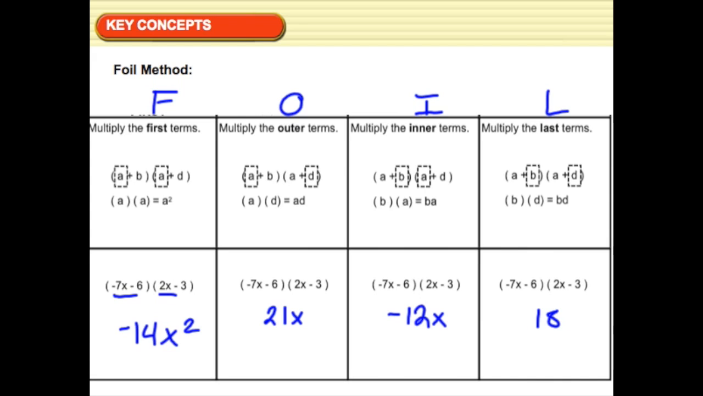Now I need to combine all of those terms into one final answer. So I only have one x squared term, so it's going to be negative 14x squared. I have two x terms, so 21x and negative 12x together is going to be positive 9x. And then I have one constant term, which is plus 18. So that's how you foil a function. Whenever you have a quantity squared or two quantities multiplied by each other, you want to use FOIL in order to work that out.